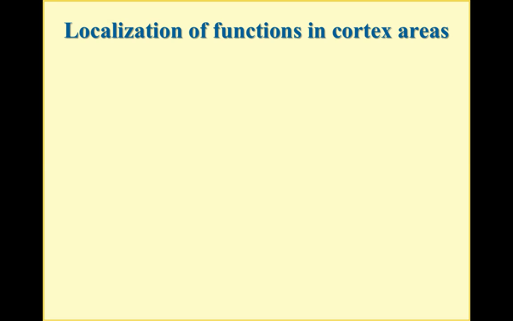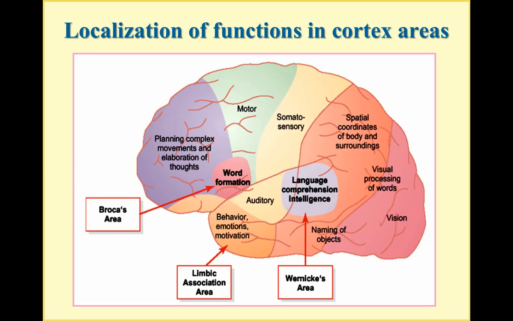So let's sum it up. The location of functions in the cortex areas. Now you can see all areas, or almost all areas, with designation of their main functions. Motor part, here schematically shown, of course, primary motor and secondary motor as well. Somatosensory part, visual part, auditory part, it's clear. But then, word formation, Broca's area, language comprehension and generally intelligence, Wernicke's area.